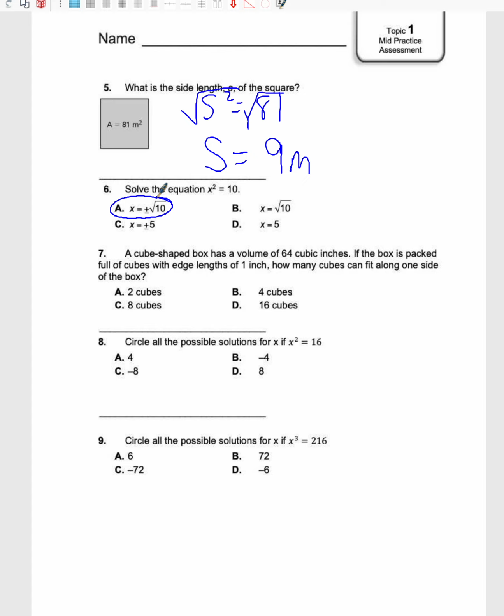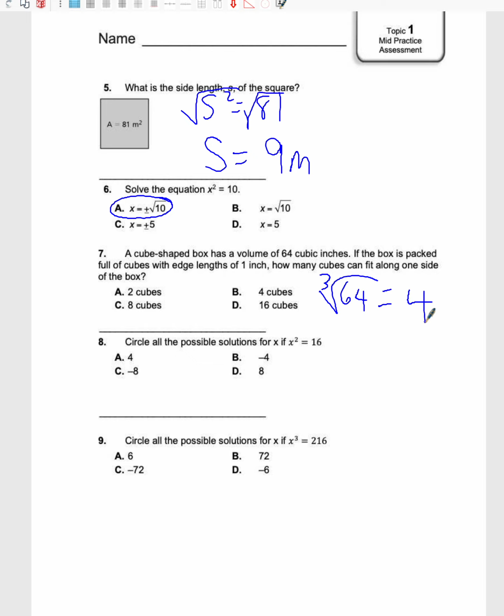A cube-shaped box has a volume of 64 cubic inches. If the box is packed full of cubes with edge lengths of 1 inch, how many cubes can fit along one side of the box? We doing cube root or square root? Cube root. Cube root of 64 is 4. The square root of 64 is 8. I tell you that 64 is the tricky number because you have to make sure you're doing the right operation on it.